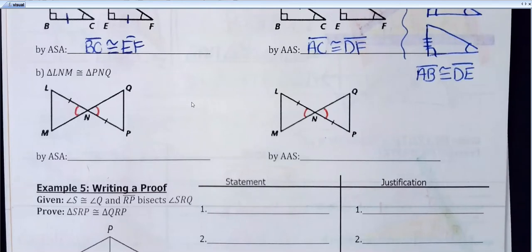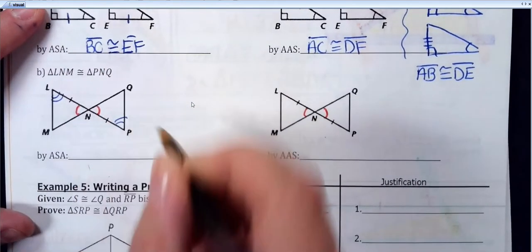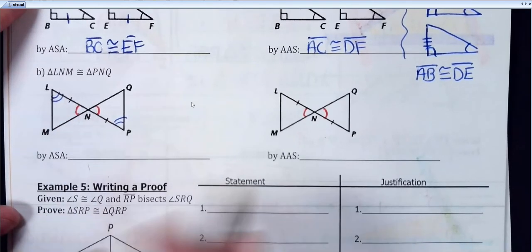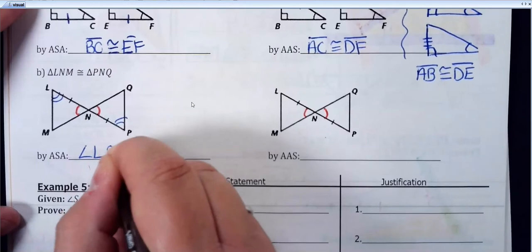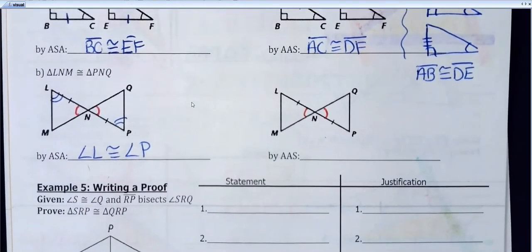Okay, so L here, P down here. So that way it would go angle, side, angle, angle, side, angle. So it has to be angle L congruent to angle P. That is the only way I could do that.